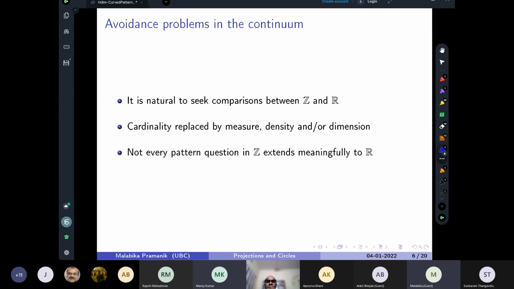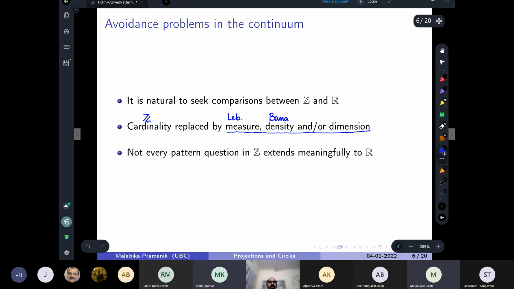Now it's very natural to seek comparisons between the discrete setting and the continuum setting, with the cardinality in the integers being replaced by notions like measure, density, or dimension in R. Sometimes the measure could be the Lebesgue measure, the density could be, let's say, the Banach density or the asymptotic density, and for dimension there are so many possibilities here: the Hausdorff dimension, the Fourier dimension, and so on, and others.